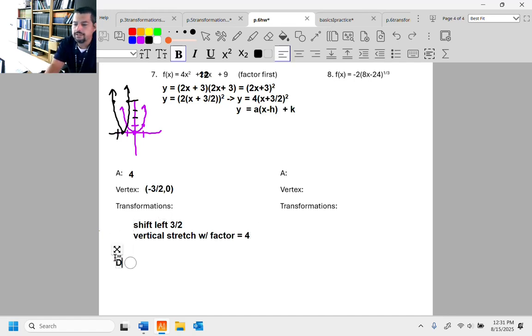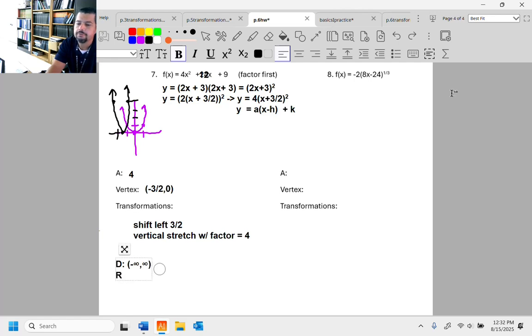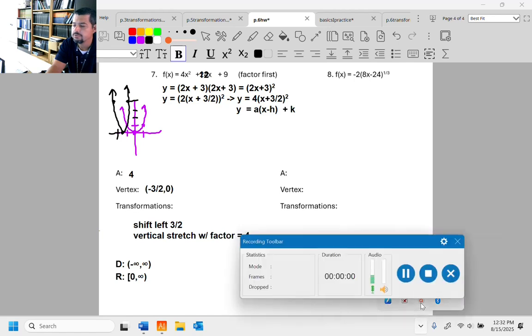Our domain and range, the domain of any parabola is, at least any parabola in Tennessee's version of Algebra 2, negative infinity to infinity, because we don't do the horizontal parabolas anymore, we just do the verticals. And the range of this parabola is the same as Mama because it wasn't shifted up or down. It's 0 to infinity. And that's all the homework I'm doing. I'm not doing any more. If you got questions, ask questions. Learn how to ask.